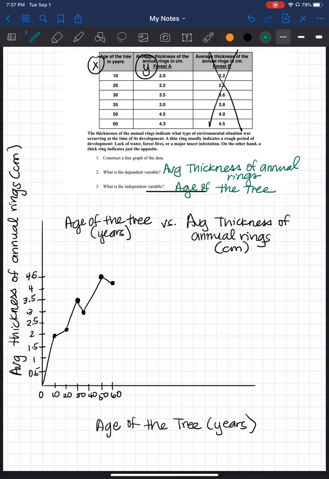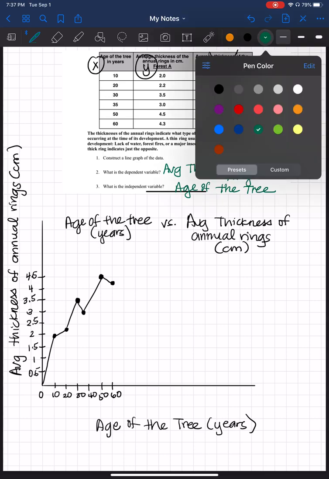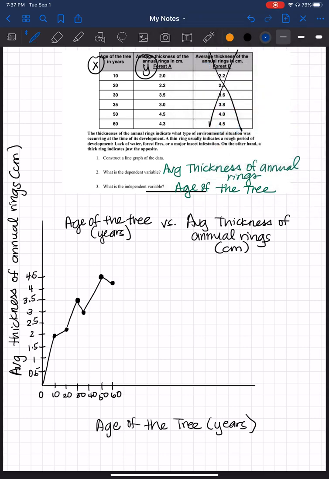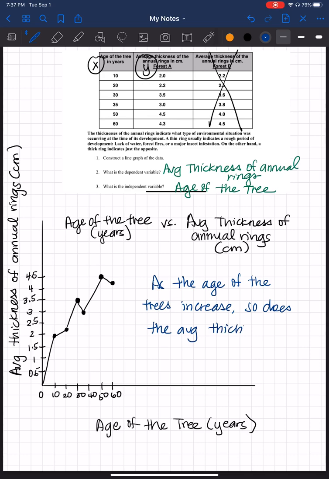So if we were going to interpret this data, or just figure out what it's saying, this graph is saying that as the age of the trees increase, so does the average thickness of annual rings. So that's how you would analyze that graph. Right?